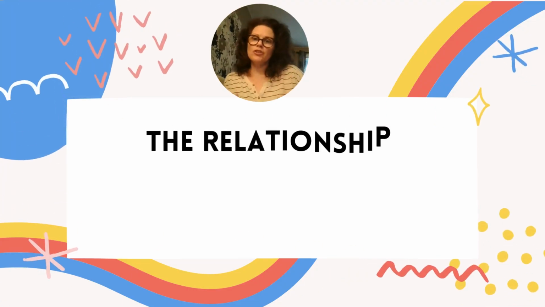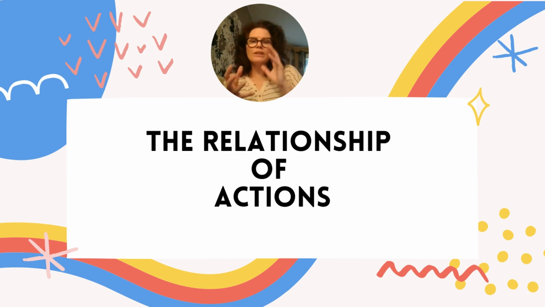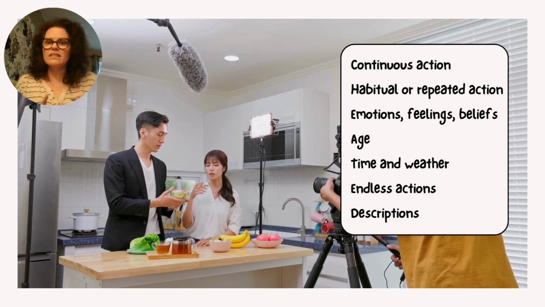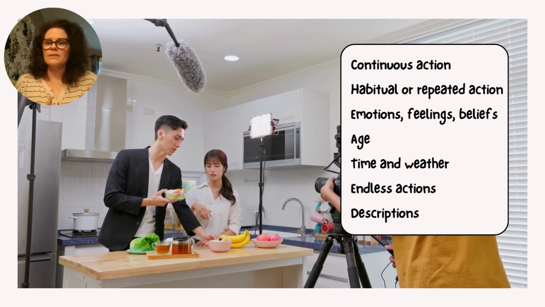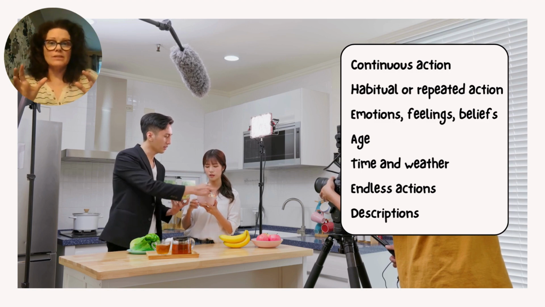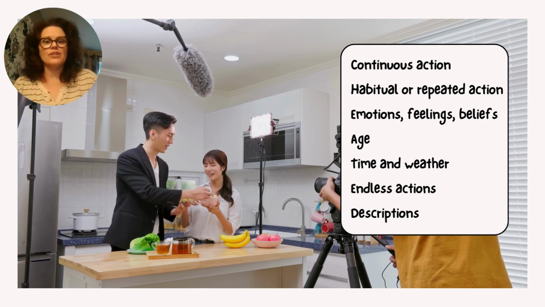Our next step in this journey is to really look at the relationship between actions in the past, because this will give us clues about when we should be using preterit or imperfect. And this takes us back to the idea of the movie set. And we think about all those imperfect actions taking place around the main action.